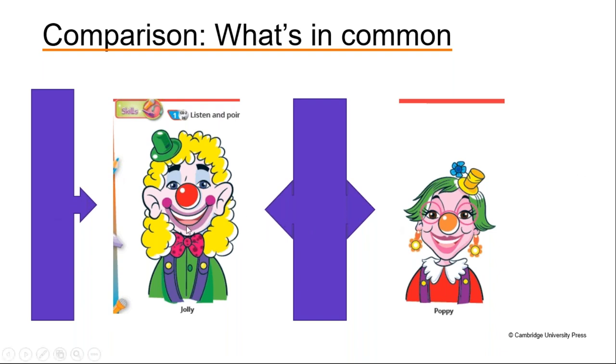And here we can see round noses, yeah, so nose shape, different color of the nose, hair color, hats, both have hats, but the color of hats is different, and so on. Different clothes, different eyes. We ask students to compare everything they can see, but tell you something specific. For example, what exactly is in common?